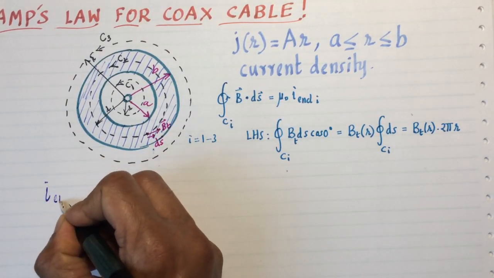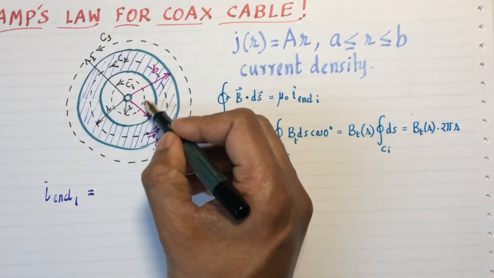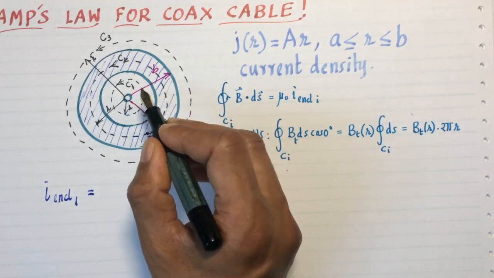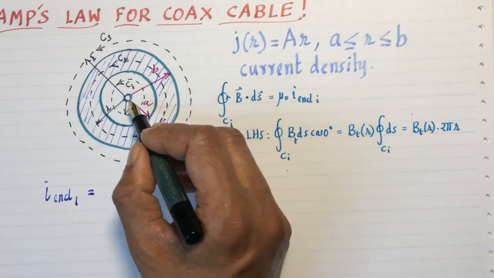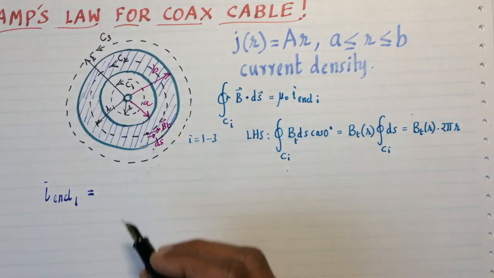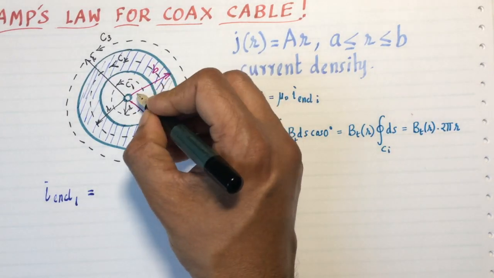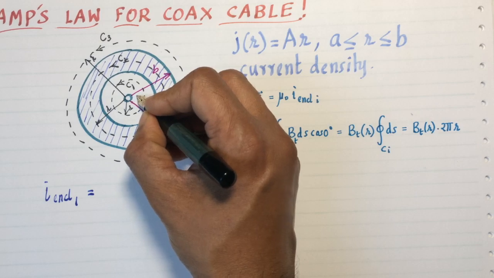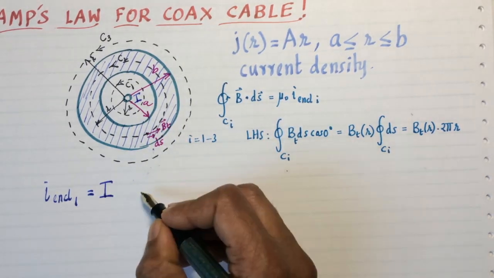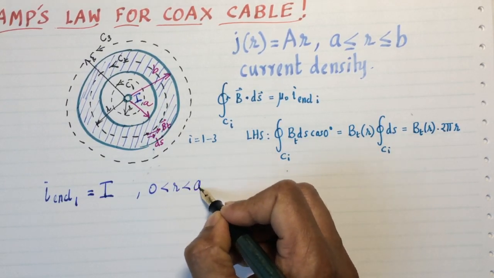I enclosed 1. First of all, barring that inner wire current, which I'll put in later, right now there is no current in the inner cavity. Okay, so I enclosed 1. Actually, you know what? Let me put some mystery current here. I'll call this mystery current capital I. So it's just going to be capital I. And this is for 0 less than r less than a.